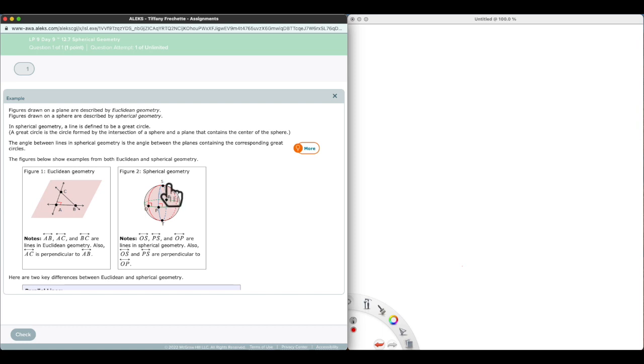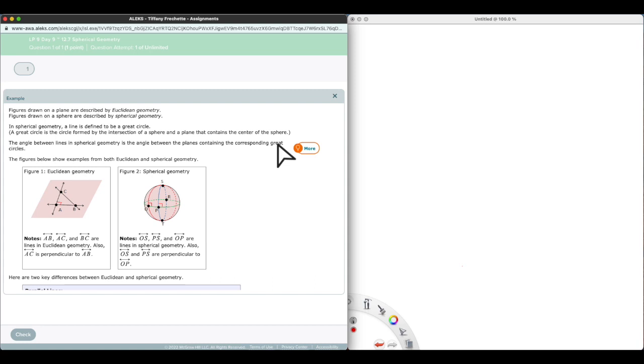So a great circle is formed by the intersection of a sphere and a plane that contains the center of the sphere. The angle between lines in spherical geometry is the angle between the planes containing the corresponding great circles.